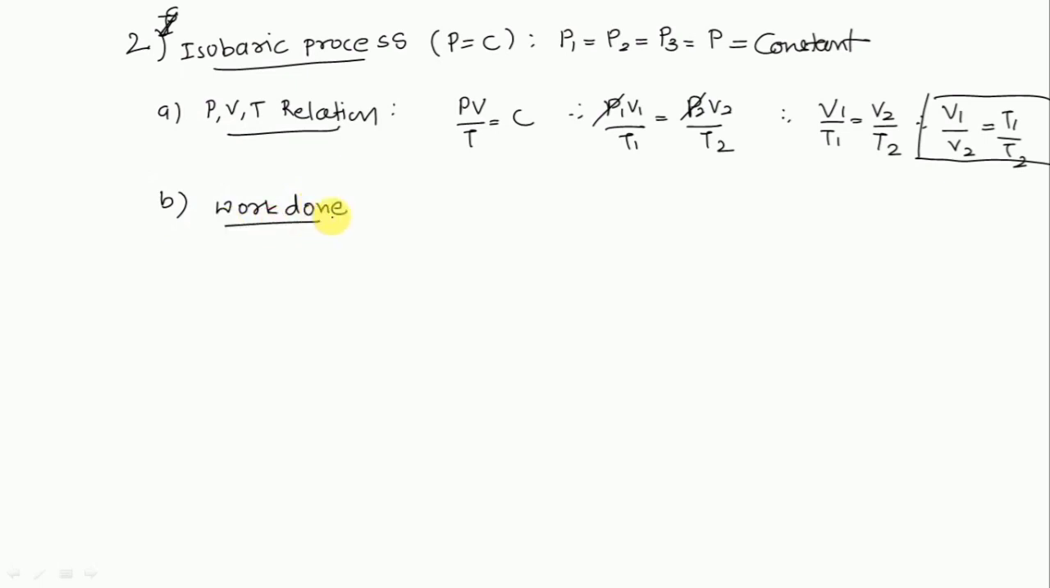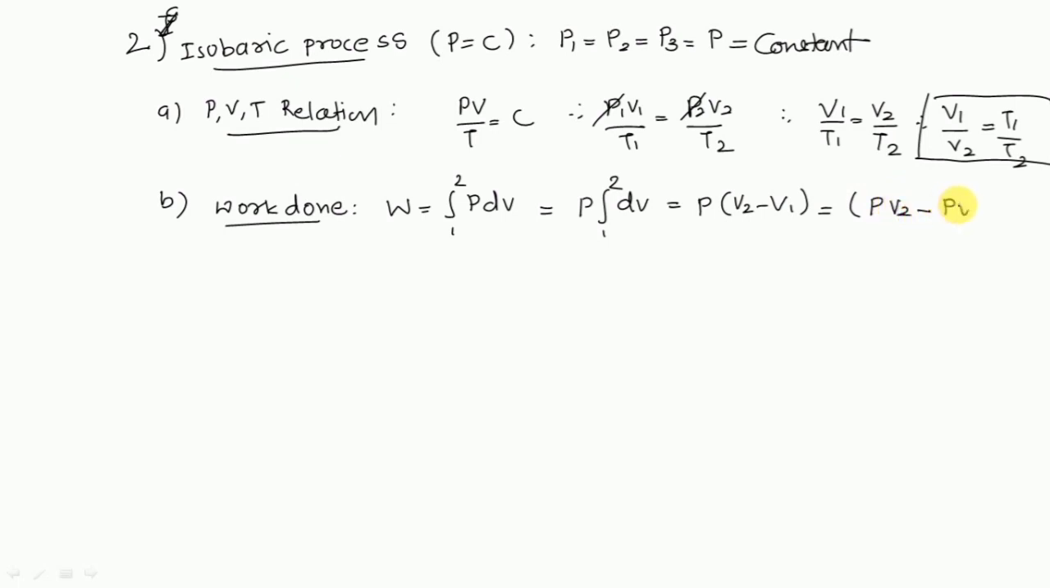So for the work done relation, we know W is equal to the integration from 1 to 2 of P dV. Here the pressure is constant, so P does not integrate, so we can write P outside of the integration from 1 to 2 of dV. If we integrate dV, we get V, and putting in the limits, P into V2 minus V1. So we get this equation. If we multiply the P inside the bracket, then P V2 minus P V1.